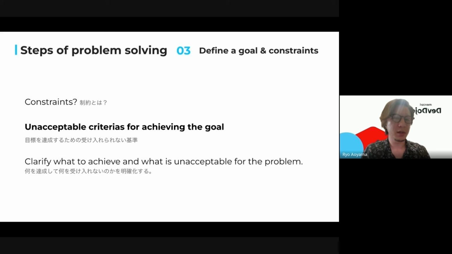Moving on to constraints. To achieve the goal, what are the criteria that we cannot accept? When we want to realize the goal, we need to bring certain changes. But in those changes, what is the clear threshold or criteria that you want to set so that you will not accept anything that is below that? So, in this step, we will clarify what is absolutely required and what cannot be accepted.